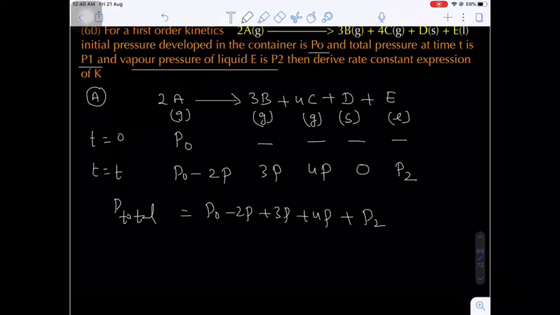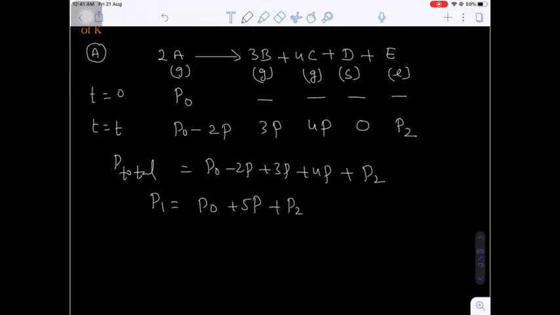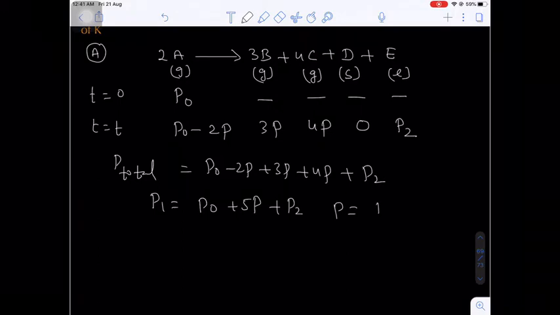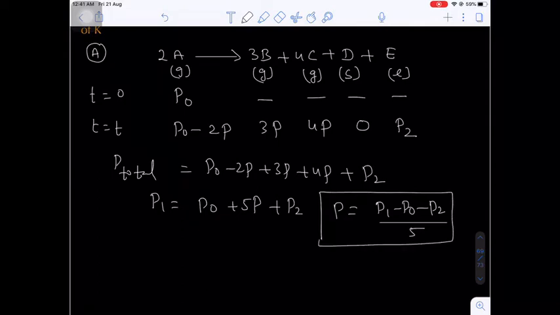Are you getting my point? Now here, what is the total pressure? P1 is given in the question, which is equal to P0 plus 5P plus P2. Are you getting my point? From here I have to find the P value. What will be the P value here? P1 minus P0 minus P2, divided by 5. So this is the P value.